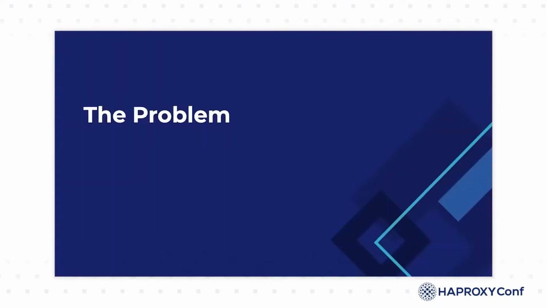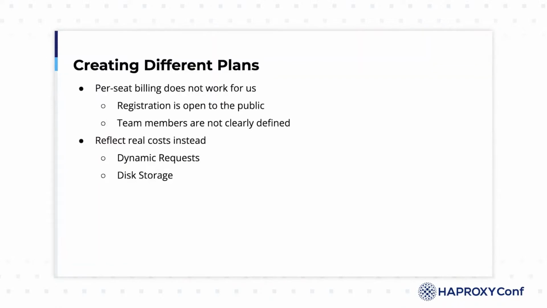My talk is titled Using HAProxy Peers for Real-Time Quota Tracking. Let us first have a look into why we need quota tracking. Like many software-as-a-service solutions, we wanted to offer different plans based on the value you get out of our offering. However, the classic per-seat billing would not work well for us. In many cases, the registration in our customers' communities is open to the general public. Charging for all these users would result in the number of seats changing constantly.